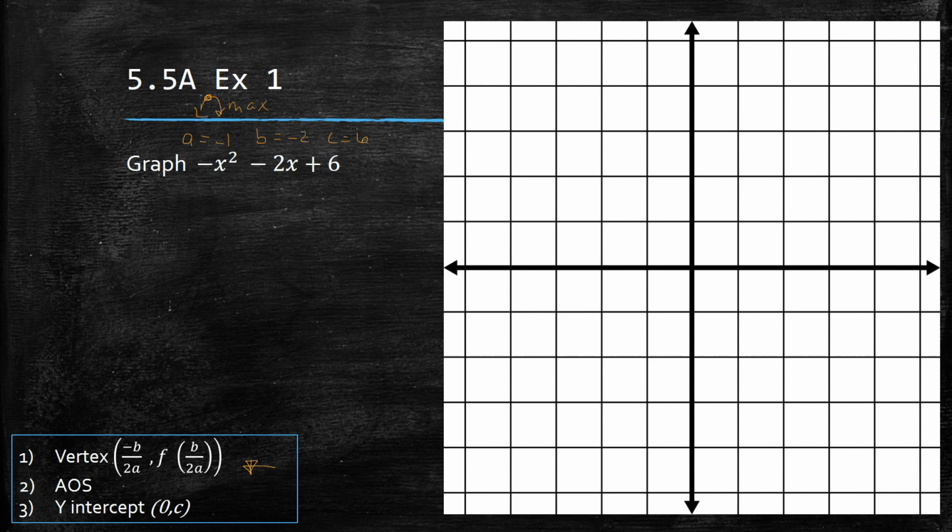So let's go ahead and find our vertex. Now, when you saw this over there, I'm sure it confused you. One thing that you need to know is that it should be negative b over 2a here on the second half over here. So in your notes, make sure that you fix that.